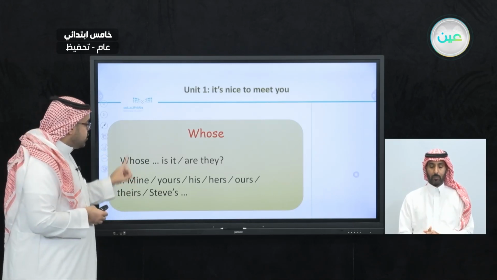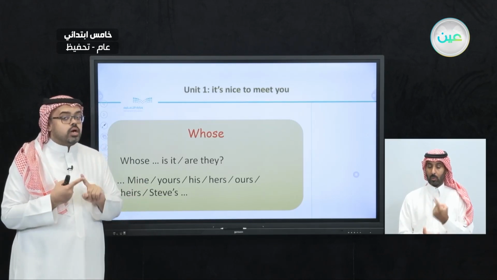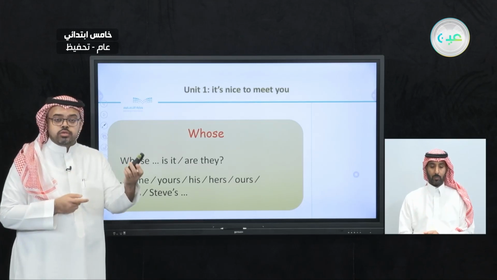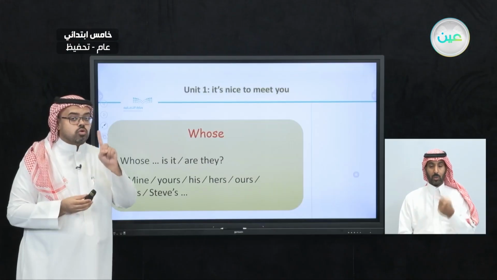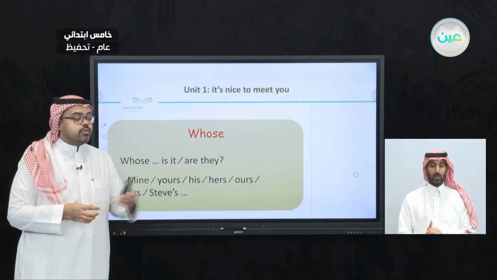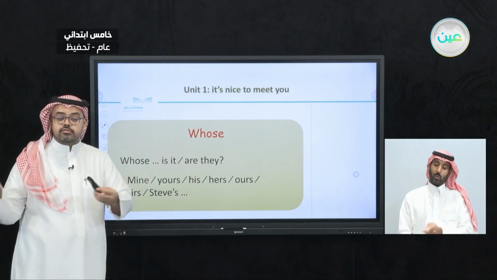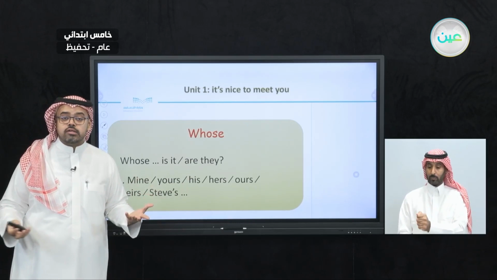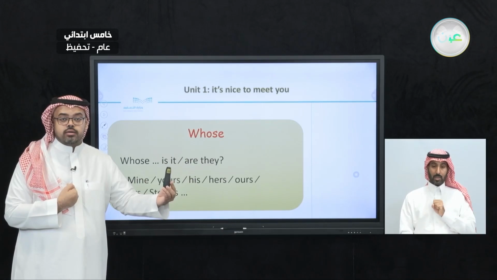So, for example, if we're talking about only one thing or one object, like a pointer, we would say, whose pointer is it? Here, because we're talking about only one single object. And we can answer by saying it's the teacher's, or it's his if it's for someone else, or I can say it's mine.